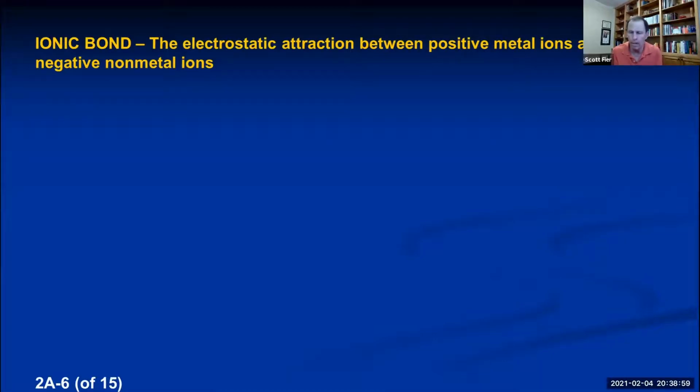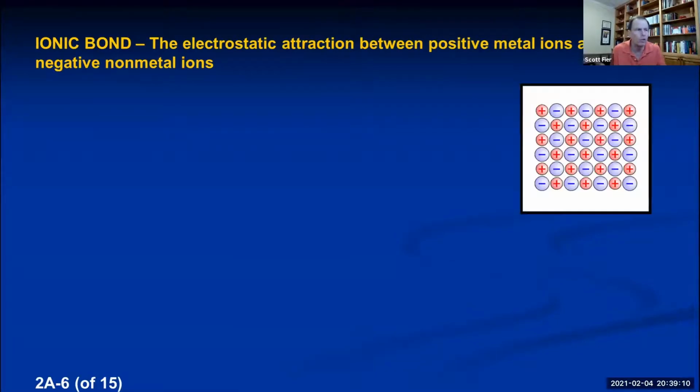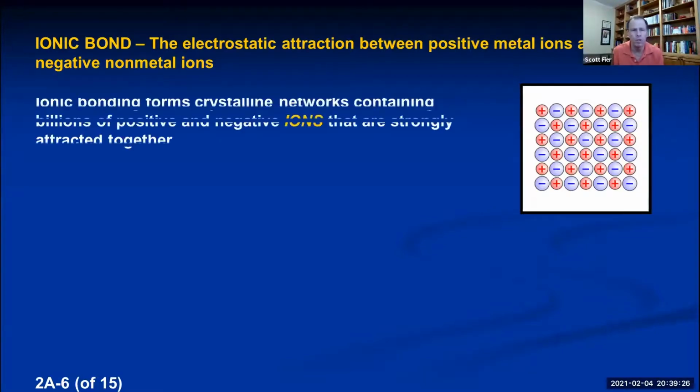And so if metals lose their electrons to become positive, and if the nonmetals gain them to become negative, now you're sitting around with a bunch of positive and negative ions, and they're going to naturally attract each other. So a crystal like salt is really just an array of lots and lots of positive sodium ions and lots of negative chloride ions. And the reason this sticks together and makes a solid crystal and the ions don't fly apart from each other is that they're oppositely charged. There's a major attraction between those. So ionic bonding forms crystalline networks, big repeating patterns, containing billions of positive and negative ions that are strongly attracted together.